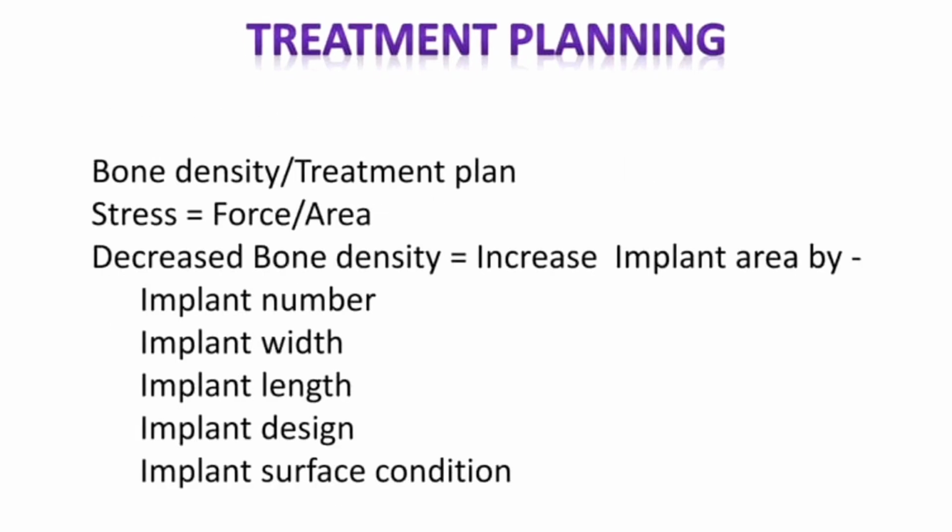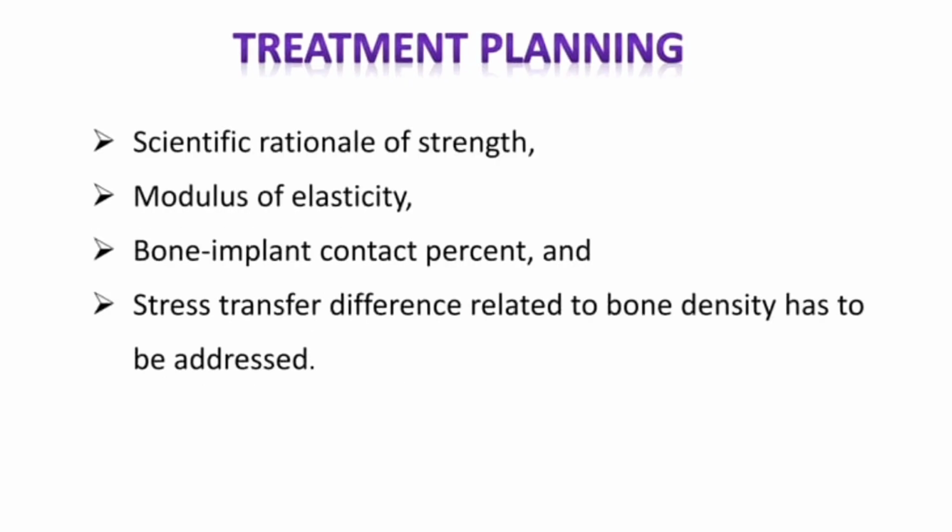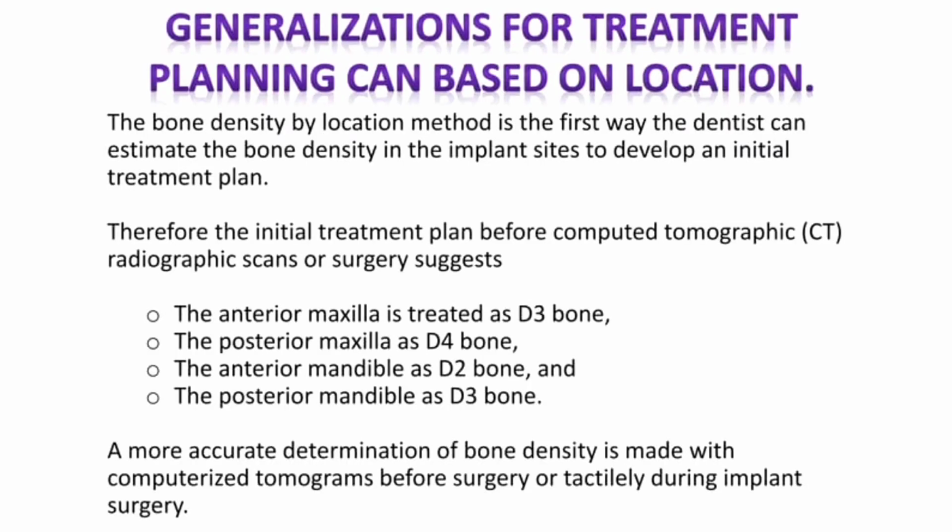Bone density treatment plan: stress equals force divided by area. As bone density decreases, increase implant area by implant number, implant width, implant length, implant design, and implant surface condition. Scientific rationale of strength, modulus of elasticity, bone implant contact percent, and stress transfer difference related to bone density has to be addressed. The bone density by location method is the first way the dentist can estimate the bone density in the implant sites to develop an initial treatment plan.